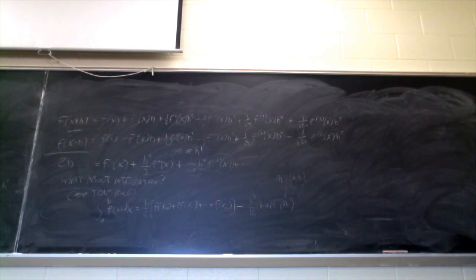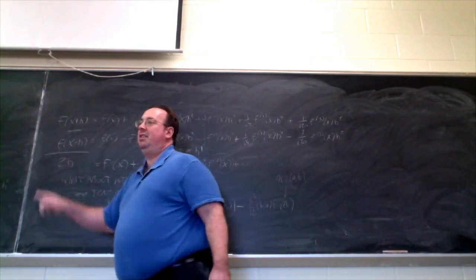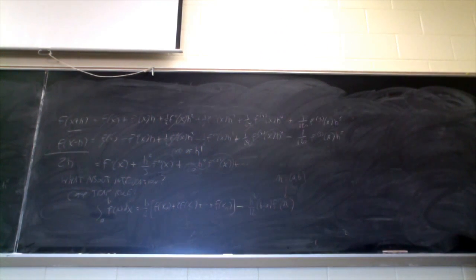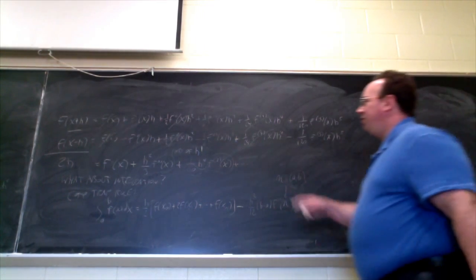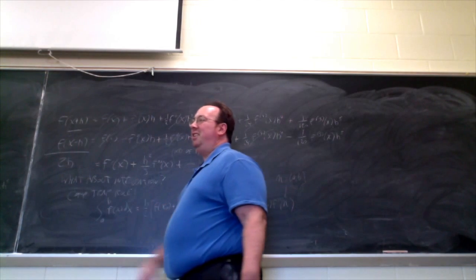Couldn't resist. Why, where you have h squared over 3 times the third derivative, why is it h squared and not h cubed? Oh, because I divide by h. Yes, because if I just do the subtraction, I get f prime of x times 2h. I need to get rid of it.